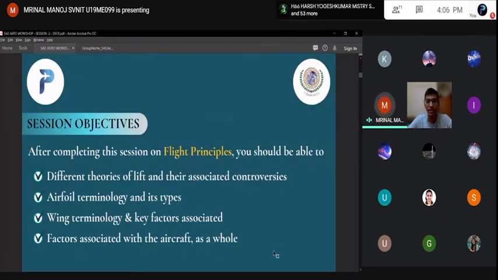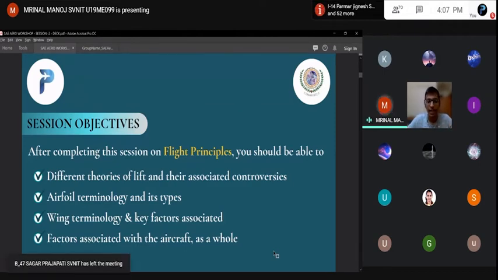So in this session, we'll be mostly dusting out the facts and getting to the truth of how lift is actually generated, or how planes fly and stay in the air. Then general airfoil terminologies, the basics of what makes an airplane, some wing terminology, and some factors like stability as a whole of the aircraft.